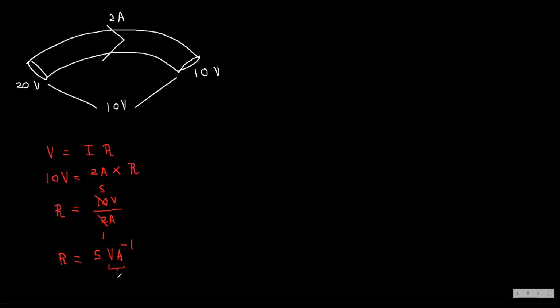There is a derived SI unit for this. It is known as ohm. This is the letter omega in the Greek alphabet. We use that letter for ohm. Then resistance can be written as 5 ohms. Is it clear or not? Clear, sir. Okay.